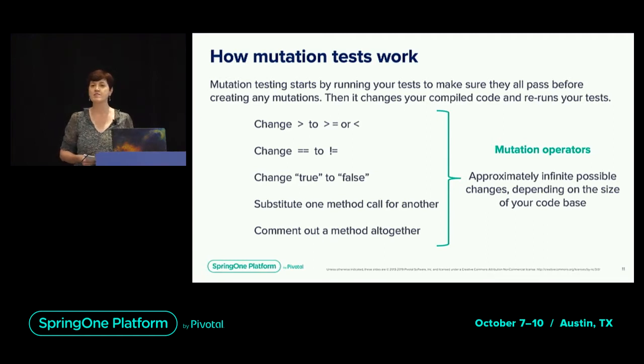Maybe a greater than sign becomes greater than or equal to. Maybe it becomes less than. Maybe true becomes false, or one method call is substituted for another. If you have a void method, those methods might just be removed altogether from your code. There's a handful, I think six or nine, default mutations that will occur. And with just those defaults, depending on the size of your code base, there's an enormous number of ways that mutations could occur in your code.